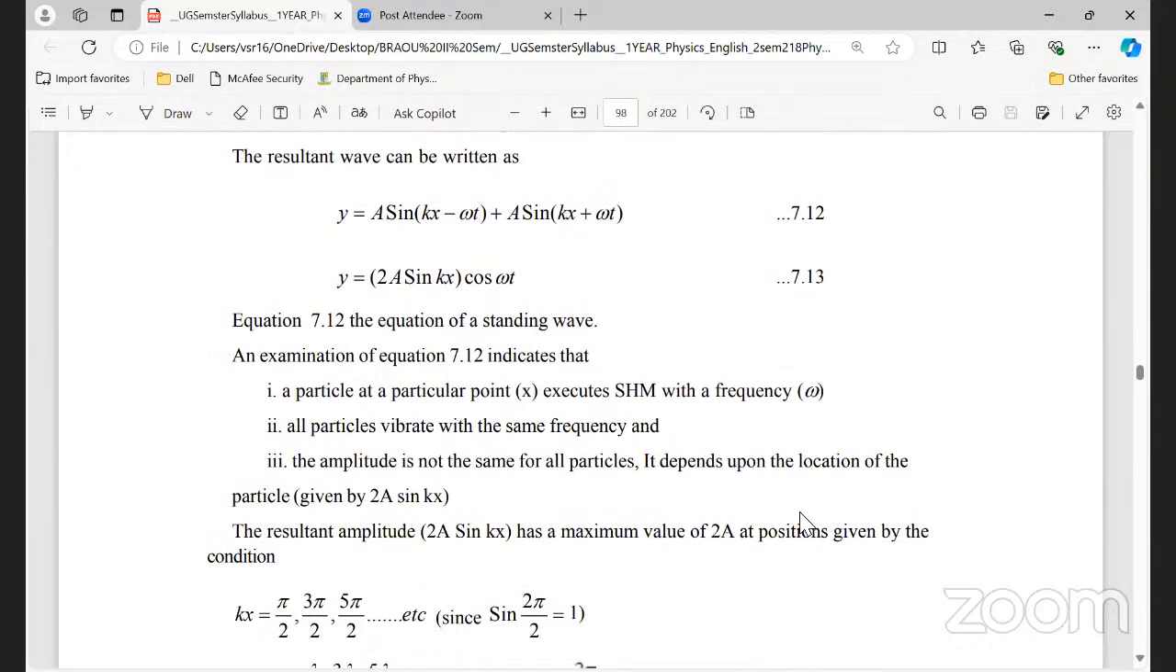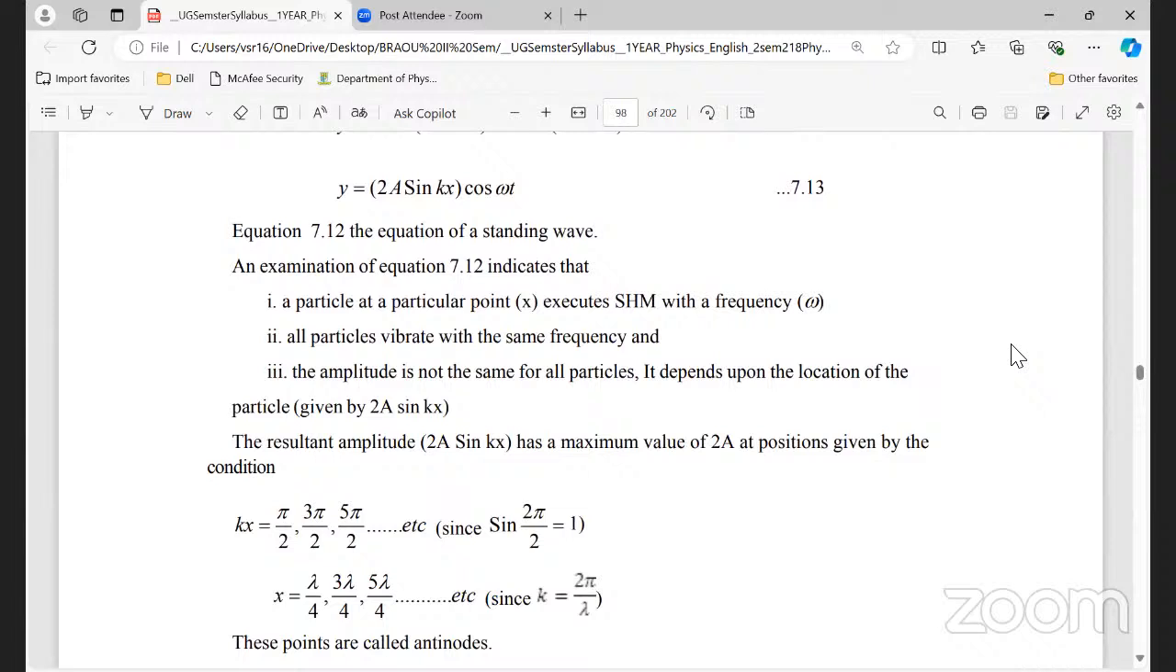That gives you y equals 2a sin kx cos omega t. This indicates that the particle at a particular position is executing a simple harmonic motion with frequency omega, and the particles in the wave are vibrating with the same frequency, but the amplitude is not the same for all particles. Here the amplitude is doubled, which means it depends upon the location of the particle.